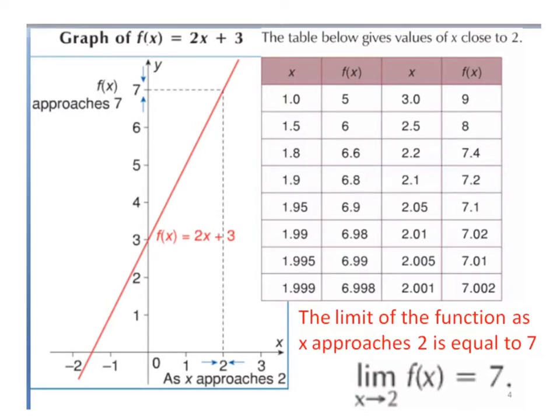So we can see that the closer we get to 2, if we're substituting into our equation, the closer our y value gets to 7. So we can say, as x approaches 2, so as our x values get closer to 2, either from the left or from the right, our y value gets closer and closer to 7. So f of x approaches 7. So we say the limit of the function as x approaches 2 is equal to 7.